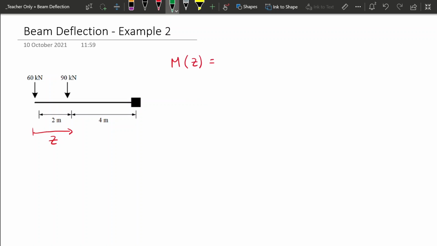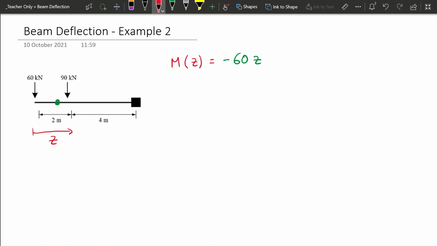This is an interesting problem because if we think that z is in the first 2 meters, let's say it's at that green spot over there, the moment will be just minus 60 times z. And minus again because this type of moment causes tension on the top, and times z because that's the distance between the load and the point of application.